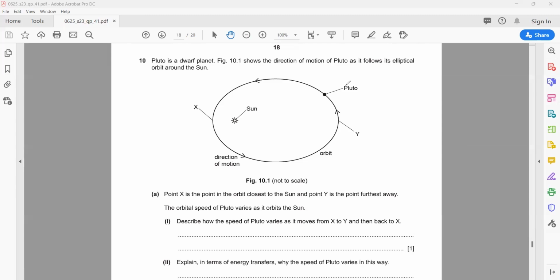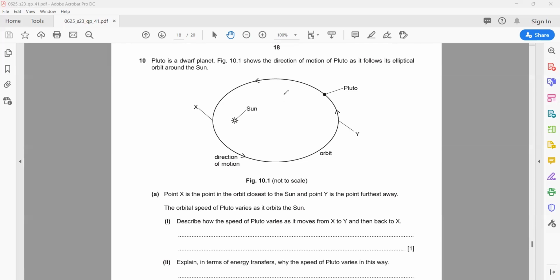Figure 10.1 shows the direction of motion of Pluto as it follows its elliptical orbit around the Sun. Point X is the point in the orbit closest to the Sun, and point Y is the point furthest away. The orbital speed of Pluto varies as it orbits the Sun. Describe how the speed of Pluto varies as it moves from X to Y and then back to X.